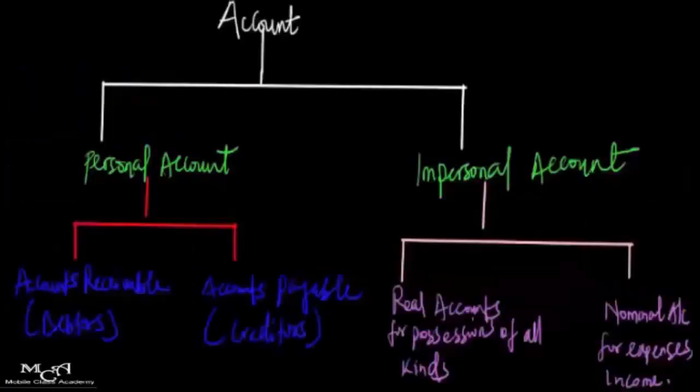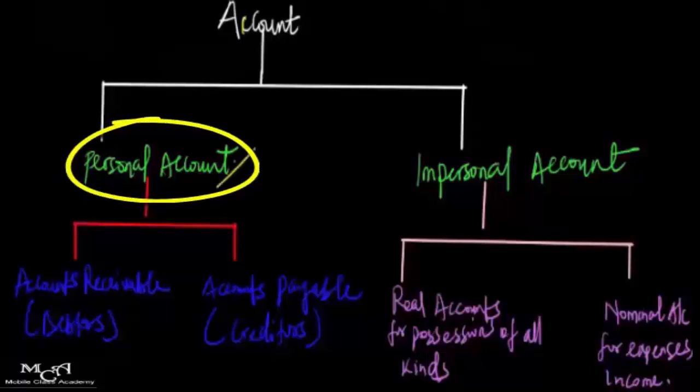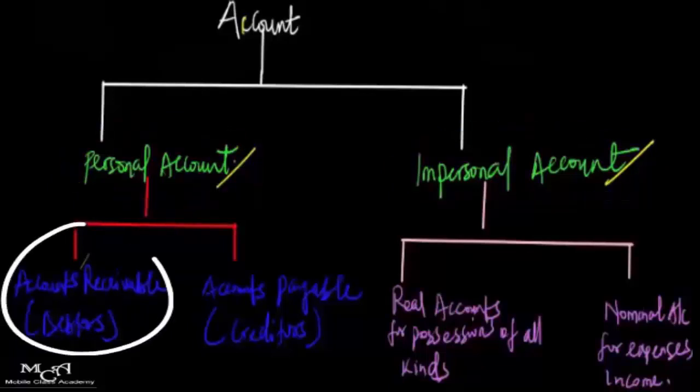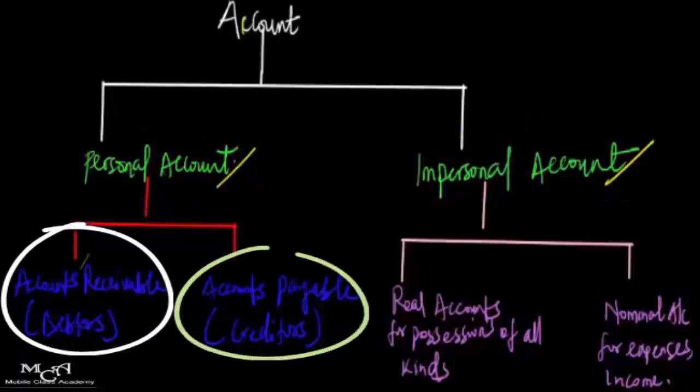On the board is a graphical summary of the classification of accounts. Account is divided into two, the personal accounts and the impersonal accounts. The personal account is further divided into two, which is the accounts receivable and the accounts payable. And we said the personal accounts are for individuals, for firms, business enterprises, etc. Example of the accounts here are debtors accounts and creditors accounts.